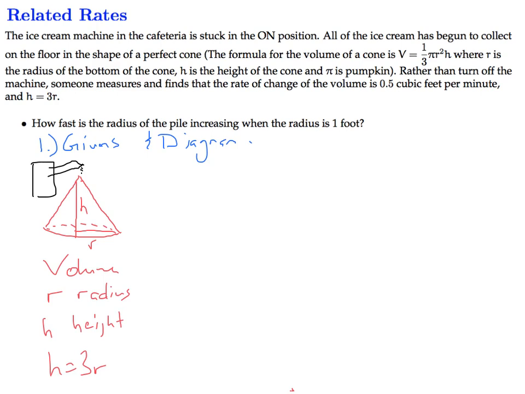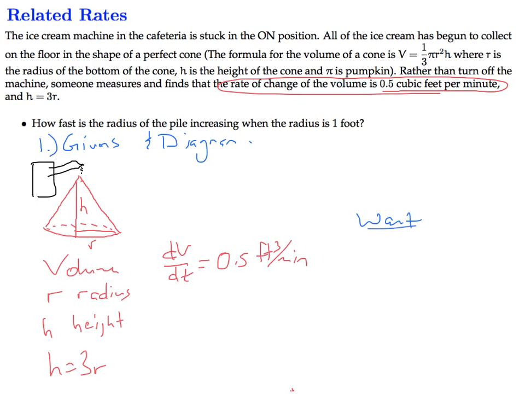We also have another important idea here, that the rate of change of the volume is half a cubic foot per minute. So this tells us that dV/dt is going to be 0.5 cubic feet per minute. And the last thing we might be interested in knowing is what we want. We want to figure out how fast the radius of the pile is increasing when the radius is 1 foot. So we want dr/dt, the change in radius with respect to time, when r is equal to 1.